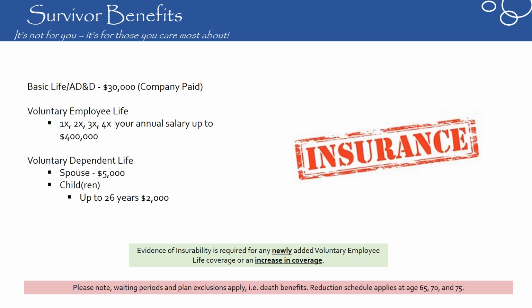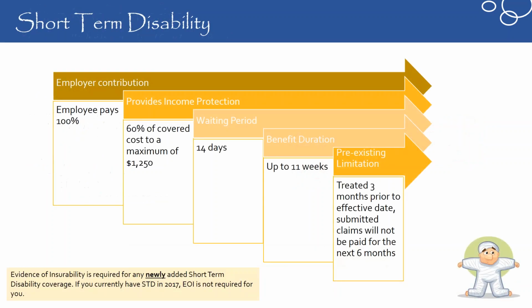If you are adding or increasing more than a level on the employee life, then you're going to have to provide what we call EOI, or evidence of insurability. It's basically an insurance application to show that you are eligible for coverage, you're not unhealthy, about to die, anything like that. Same things that any other life insurance company would look at.